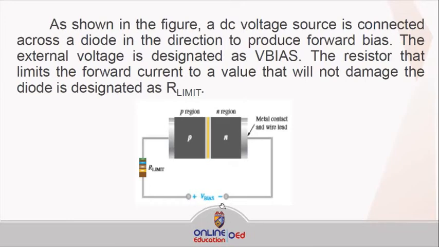This is the external voltage. Then the resistor that limits the forward current to a value that will not damage the diode is designated as R limit, or the limiting resistor. So that the circuit or the diode is not damaged, we have what we call R limit. Okay, that's the function. The resistor that limits the forward current to a value that will not damage the diode is designated as R limit.